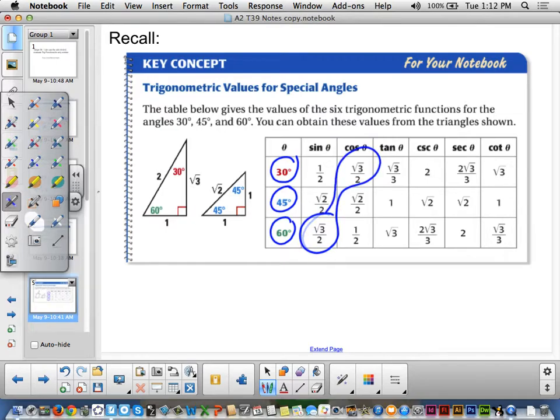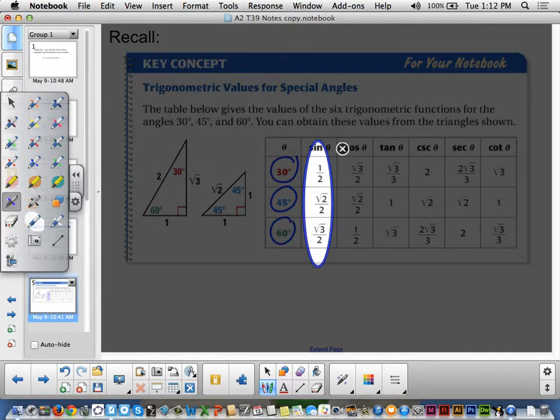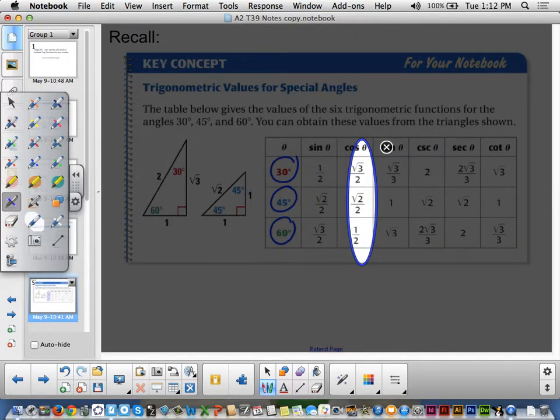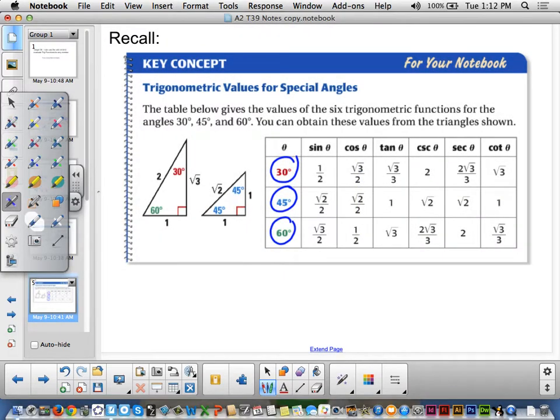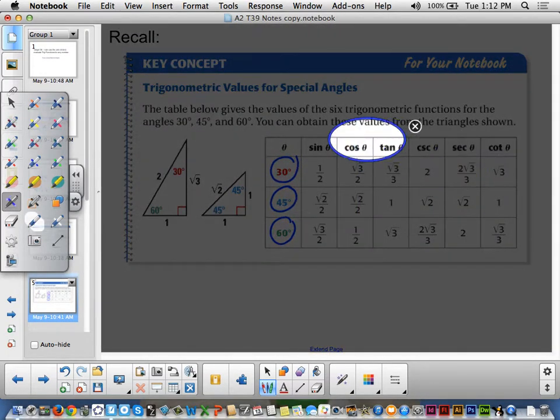And those two values are always the same. Right? So if you just memorize this column, you can get this column by flipping it upside down. And then these are easy. You just take these and flip them to get these, and they rationalize there.